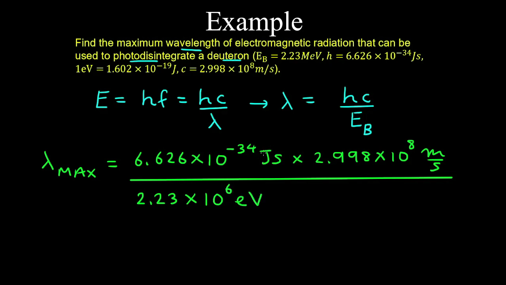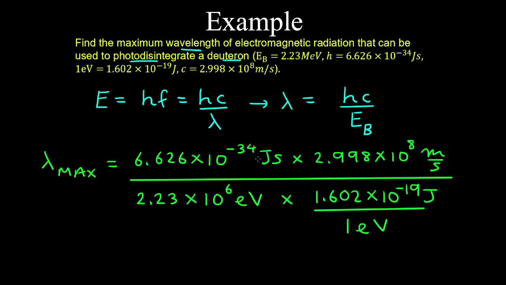And we want to cancel out the joules, so 1 electron volt is 1.602 by 10 to the minus 19 joules. So as we can see, the joules cancel, the seconds cancel, and the electron volts cancel, and we're left with a wavelength in meters. So if you calculate this out, you get 5.57 by 10 to the minus 13 meters.